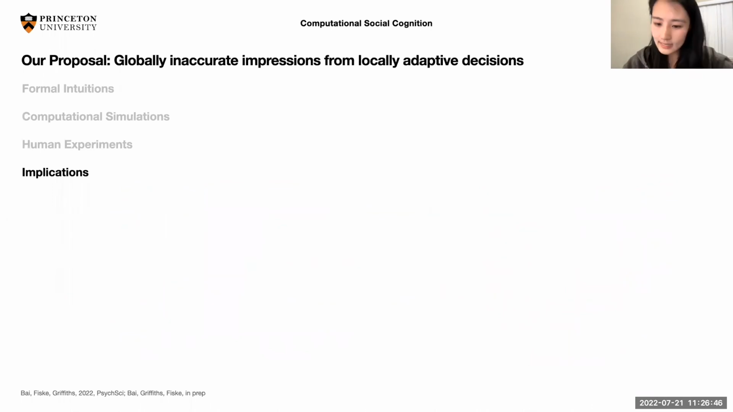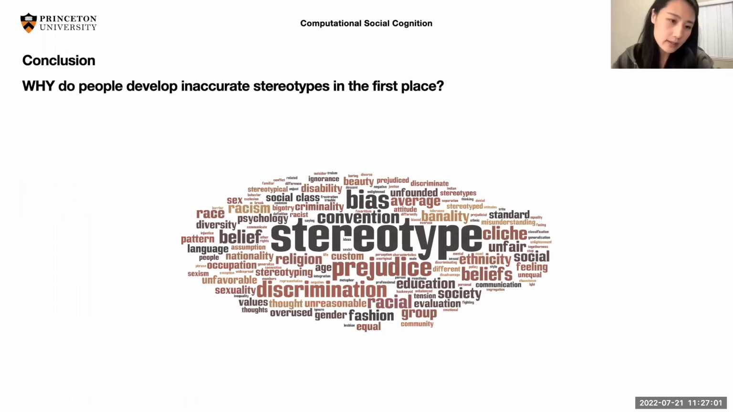All right, that's it for the empirical results. I'm just going to quickly sum up here. I know we're doing very good on time, so maybe we could save some more time for discussion. Now, just to conclude this current project, what we wanted to do is try to find the reason why people develop inaccurate stereotypes in the first place.